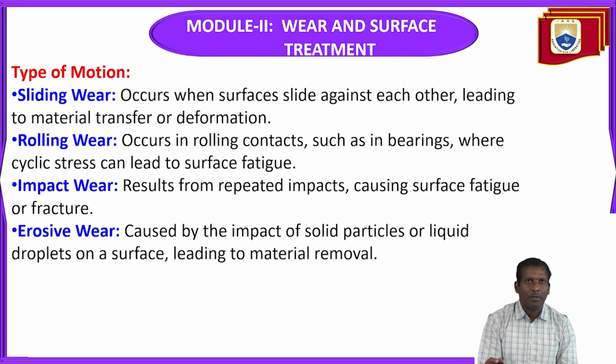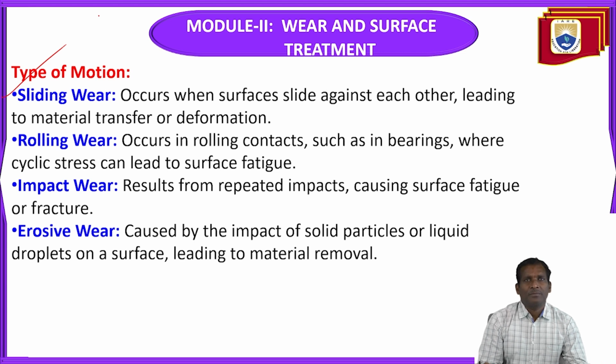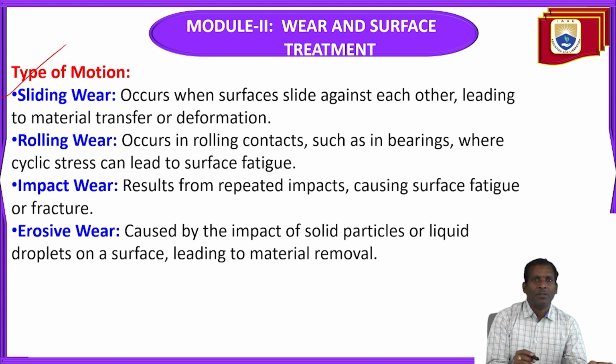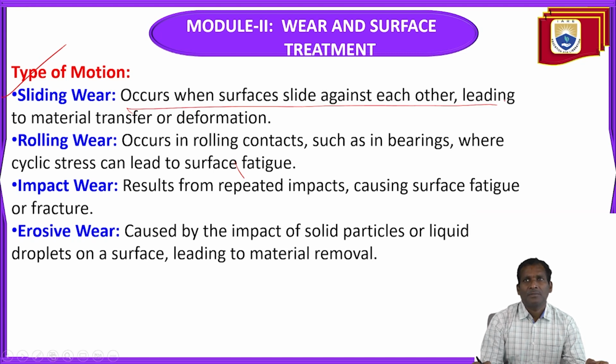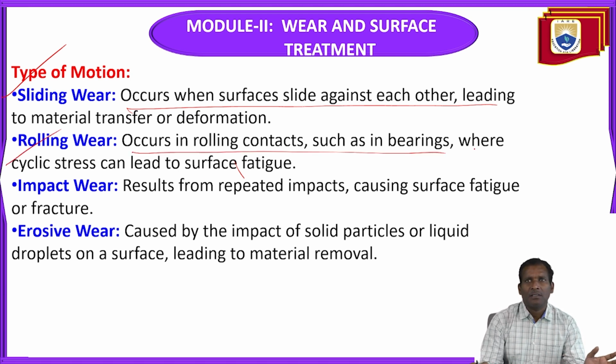Next, type of motion. So type of motion is sliding wear, rolling wear, impact wear, and erosion wear. Sliding wear occurs when surfaces slide against each other, leading to material transfer or deformation. In the case of rolling wear, it occurs in rolling contacts such as in bearings, where cyclic stress can lead to surface fatigue.